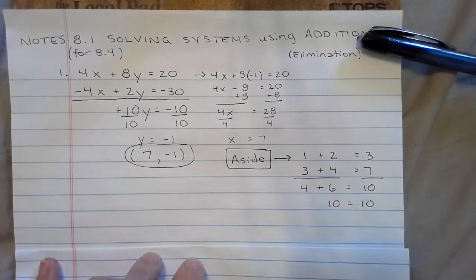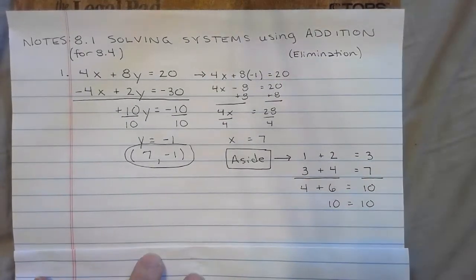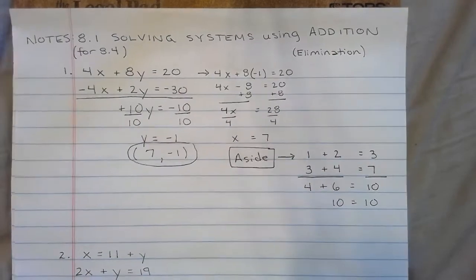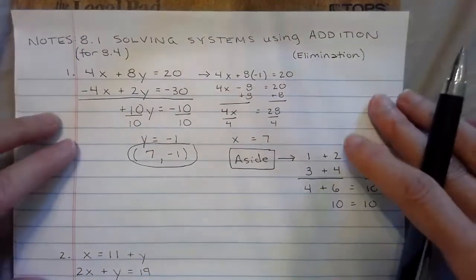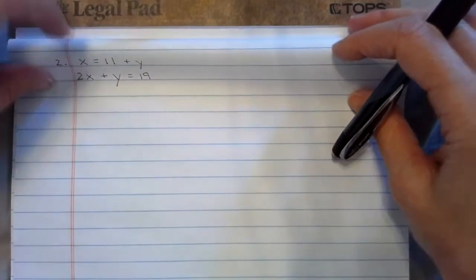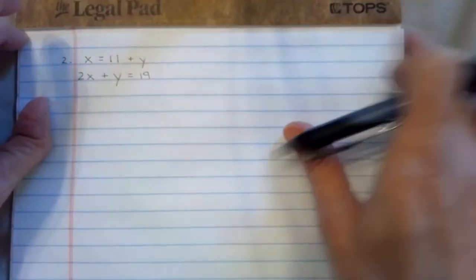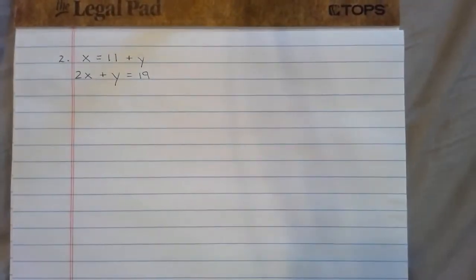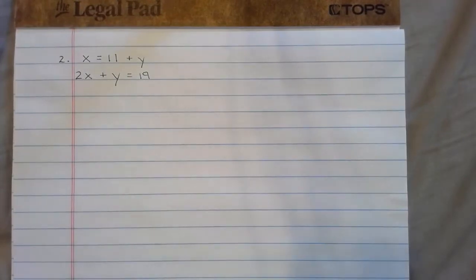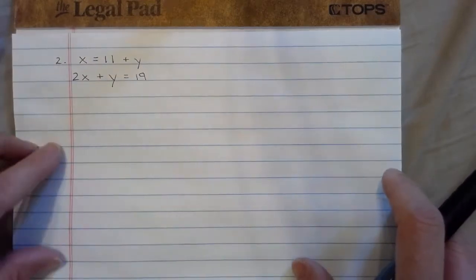Okay, let's try one more of these. And I mean it. I have just one more, and then I'm going to set you free to go ahead and get on to the rest of your work. All right, so this one we've been asked to solve using addition. That means we're just going to combine the lines, like we just talked about, why we're allowed to do that and how we know it works.